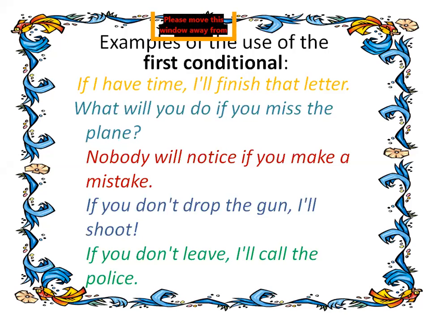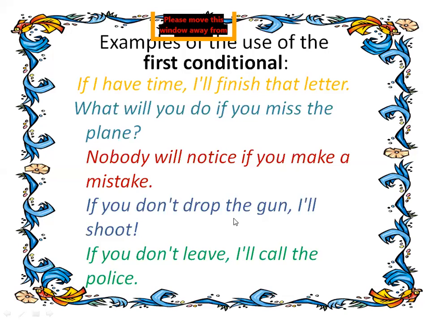Okay. What will you do if you miss the plane? Again, it's a question sentence but it is in conditional type. Nobody will notice if you make a mistake. See, if you make a mistake, present simple. Okay, if you make a mistake, nobody will notice. If plus present simple and will plus v1.